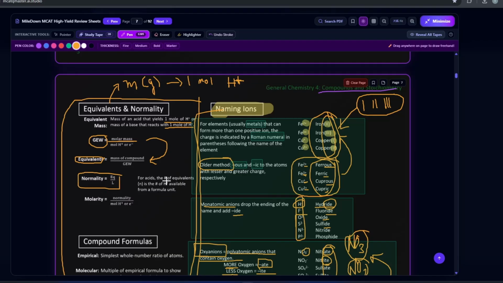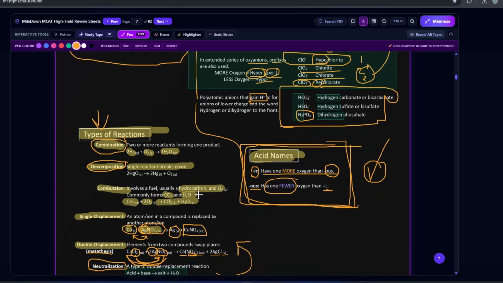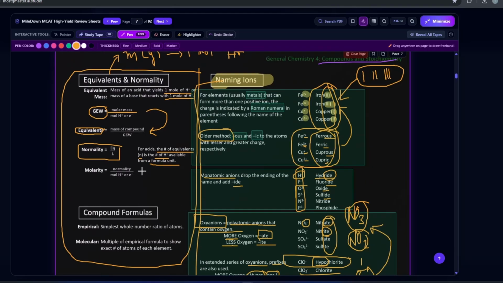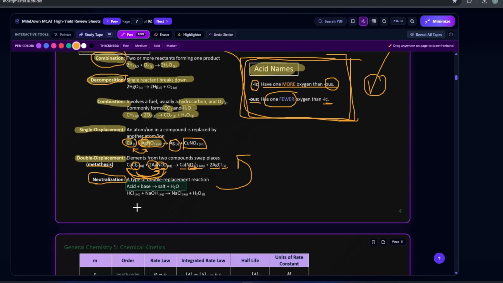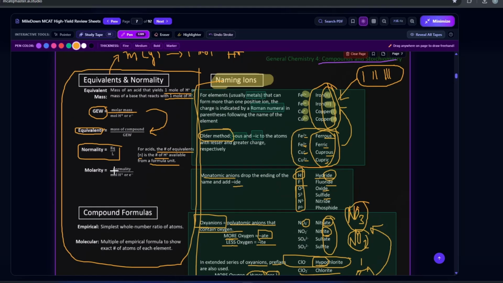So for acids, the number of equivalents, N, is the number of H+ available from the formula unit, right? Actually, we'll do a practice question for that soon. Molarity is another one. So molarity is equal to normality over the mole H+, or e-. So we will go through practice questions for each of those.